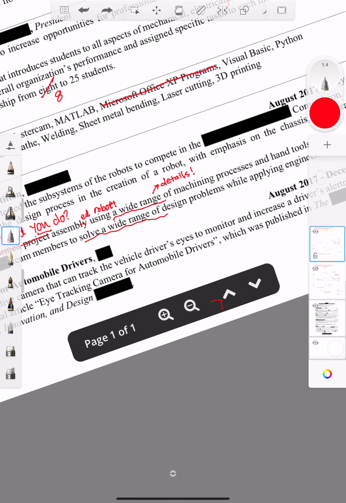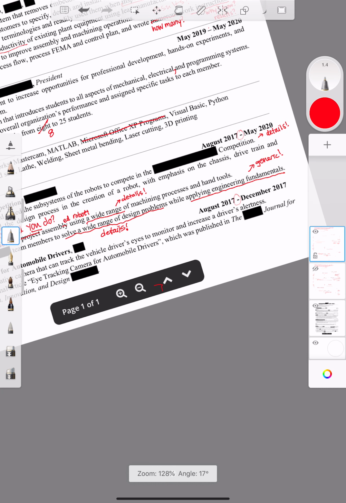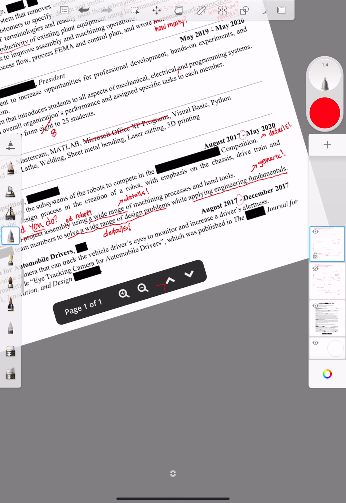Again, I want to know what problems you had and how you overcame them while applying engineering fundamentals. Very generic. Tell me what you did, why you did it, how you did it, what the results were. Did you have an issue with robots going in circles? How did you fix it? Did you have to prototype? Did you have to test? What did you do?